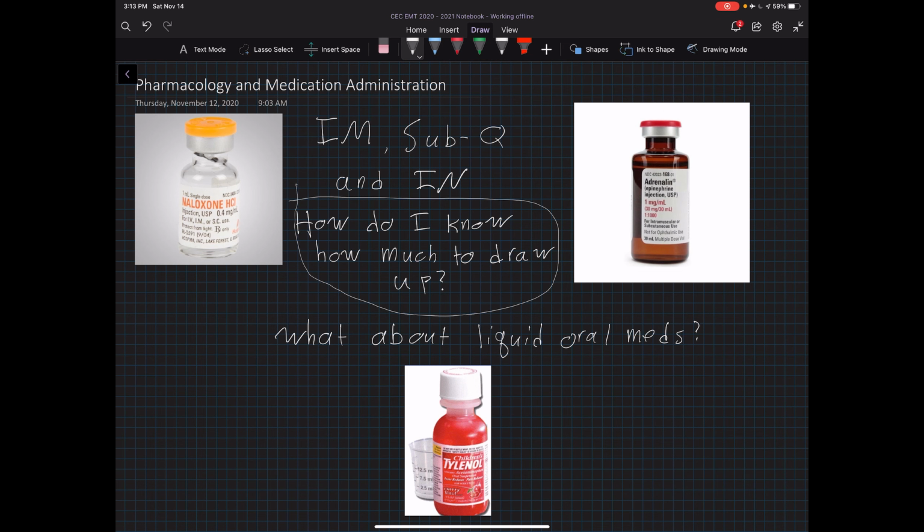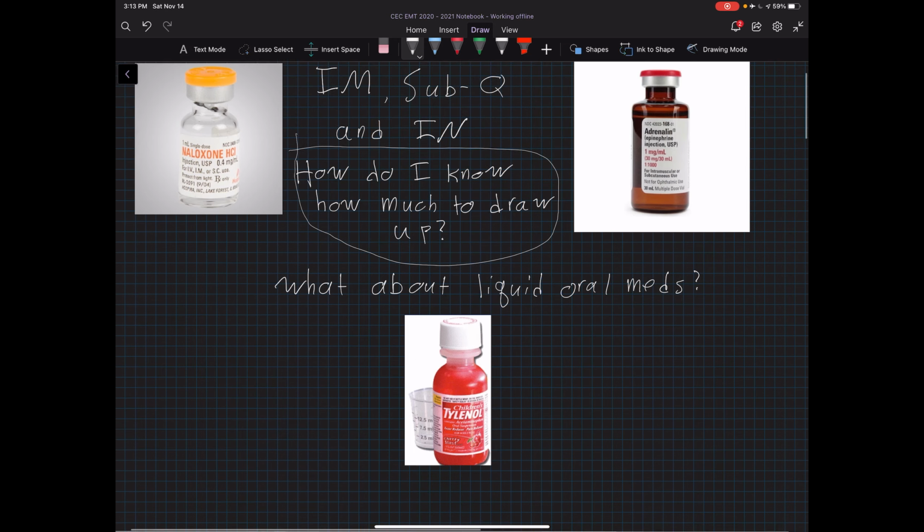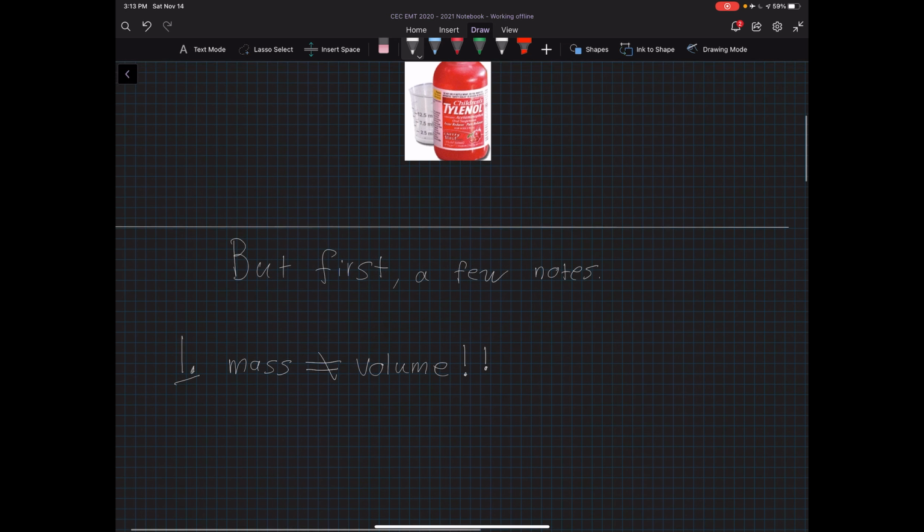That is the question, because as you see in these pictures, medications come in many different vials, they come in different concentrations, they come in different formulations. So, what do we do? Well, fortunately, the method is the same no matter what concentration that your medication comes in. But first, a few things that we need to note.